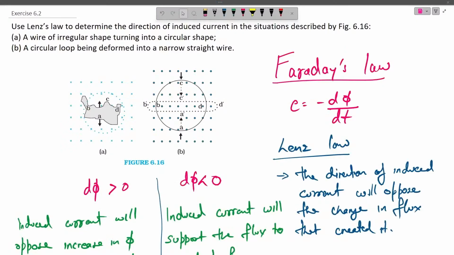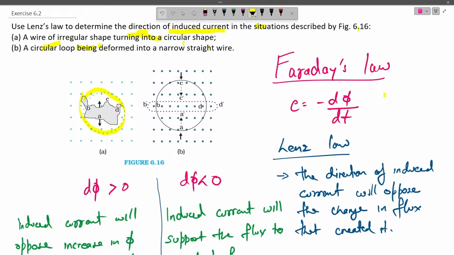The question says: use Lenz's law to determine the direction of induced current in the situations described in figure 6.16. A wire of irregular shape turning into a circular shape. This figure describes a wire of irregular shape that is turning back into a circular shape. And the second is a circular loop being deformed into a narrow straight wire. So earlier it was a circular loop, now it has been transformed into a straight wire. We have to find the direction of induced current in both cases. In the first case, the magnetic field lines are going into the plane, and in the second case, they are coming out of the plane.